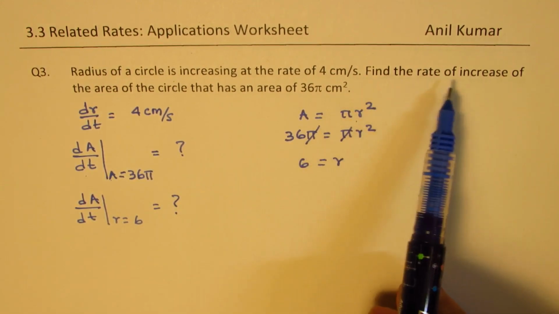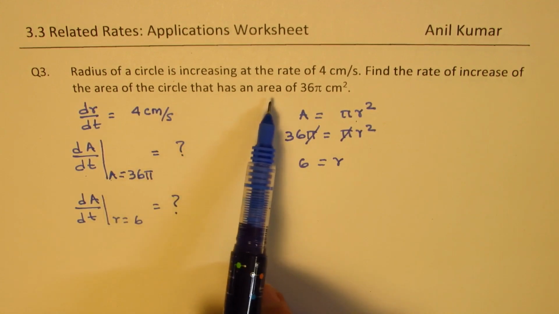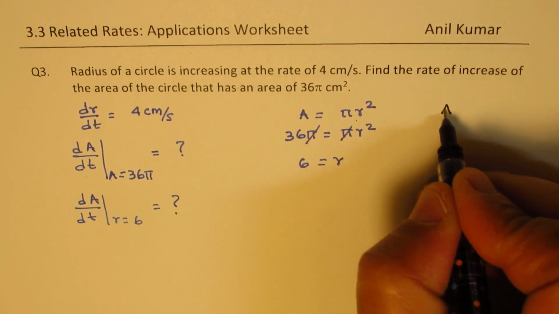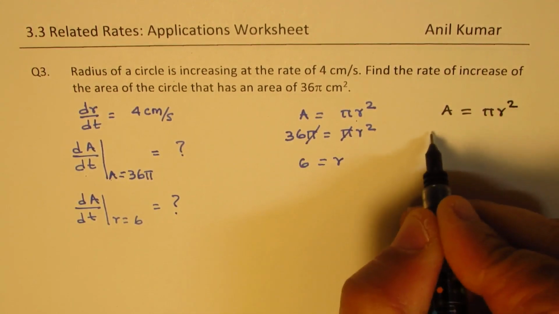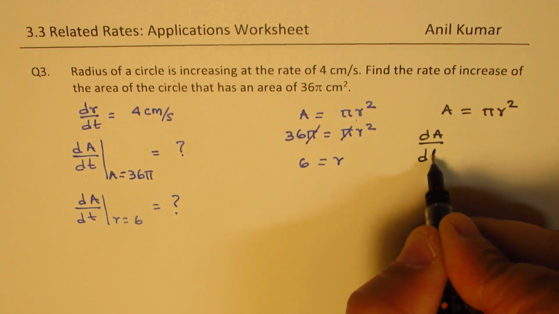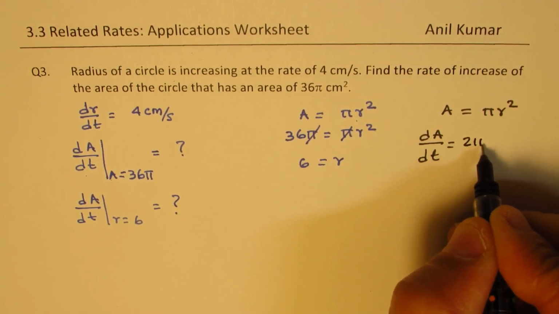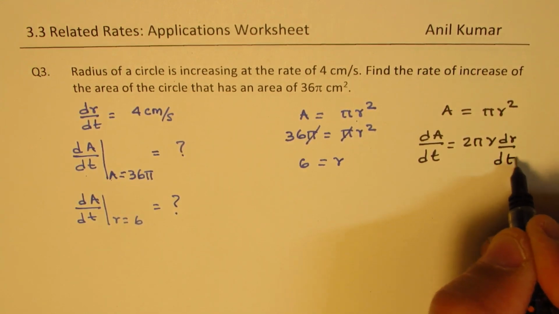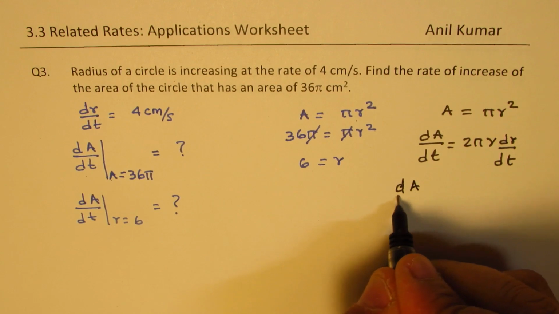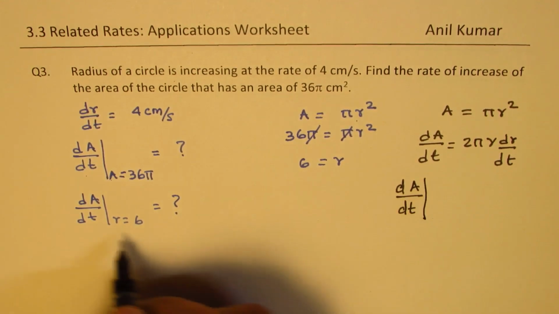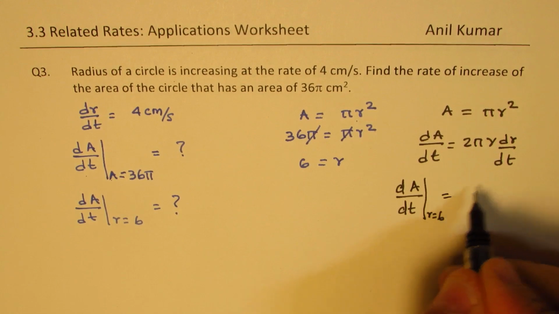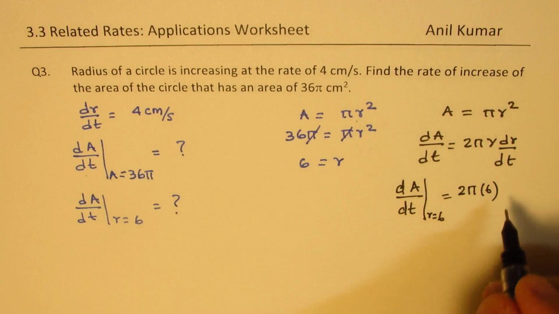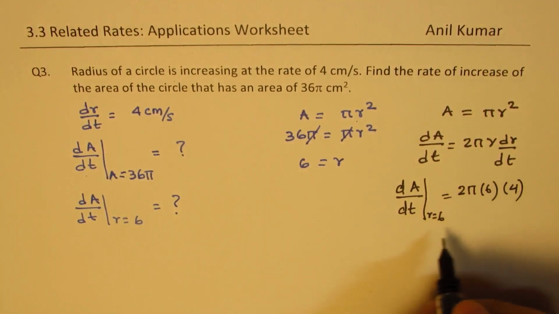Now let's solve this. Find the rate of increase in area of a circle that has given area, correct? So let's find rate of change. So we are given A equals pi r square. So dA/dt, with respect to time, we are differentiating. So we get 2 pi, power rule, right? r dr/dt. Now to find the rate of change of area with respect to time, and we say r equals 6, we'll substitute r as 6 here. So we get 2 pi times 6 times dr/dt is 4. 4, correct? So we'll write the units later.